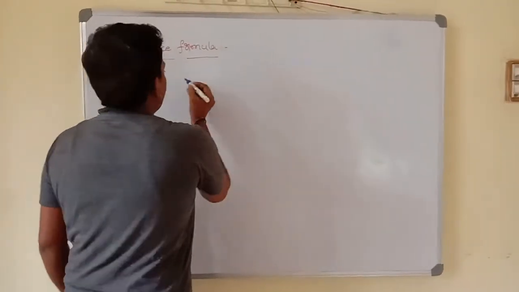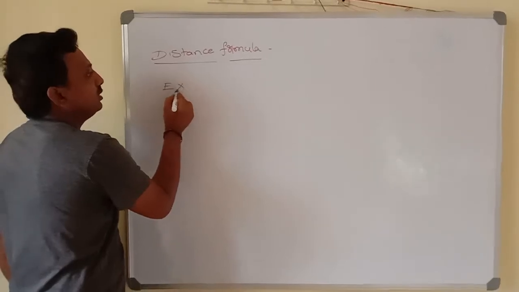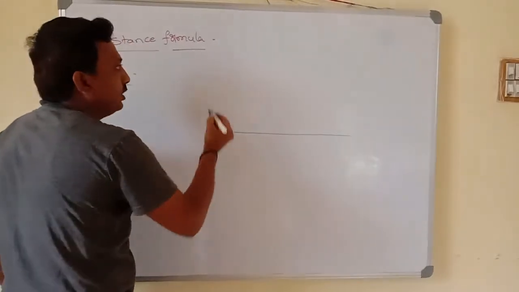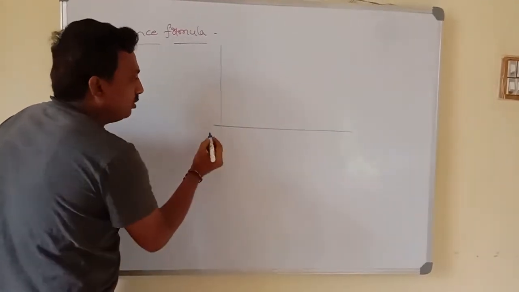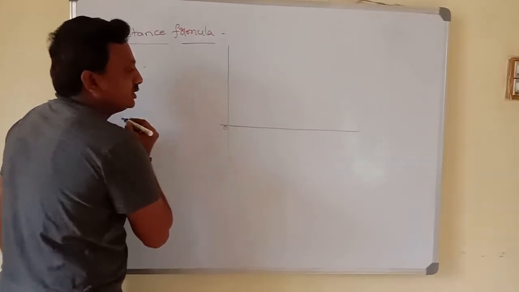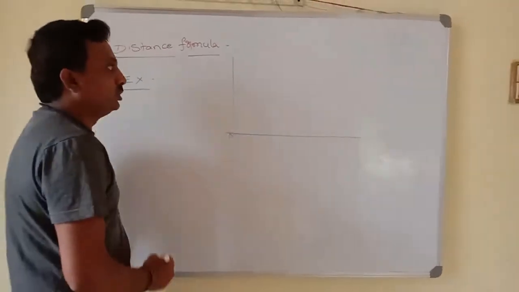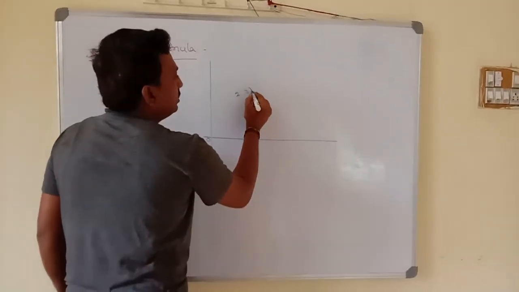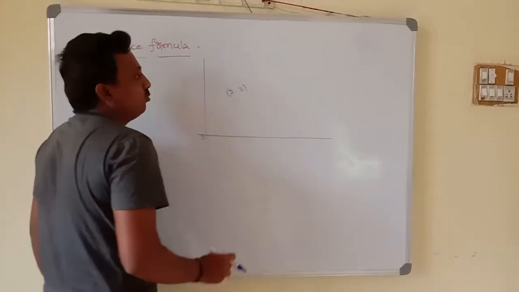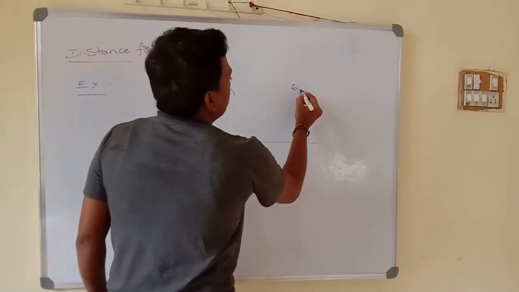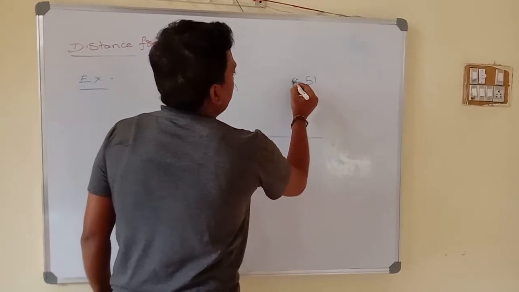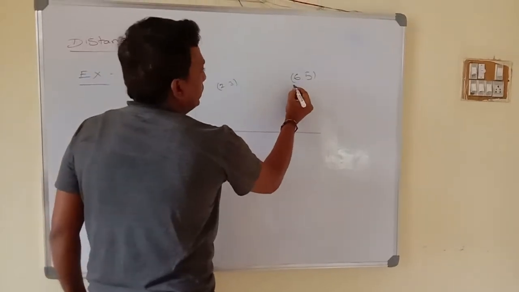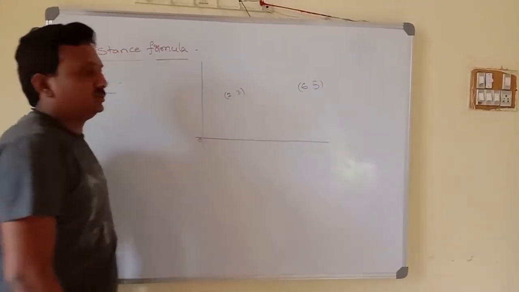For example, observe that the horizontal line is called the x-axis and the vertical line is called the y-axis. The point where the two intersect is the origin. Already we know that. Let us take (2, 3) as one point and (6, 5) as another point. Here is one point, here is another point, and here is the distance between these two points.